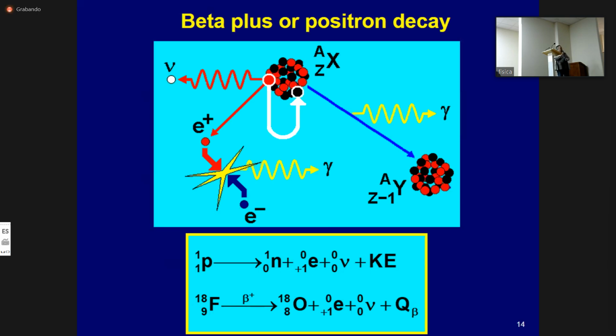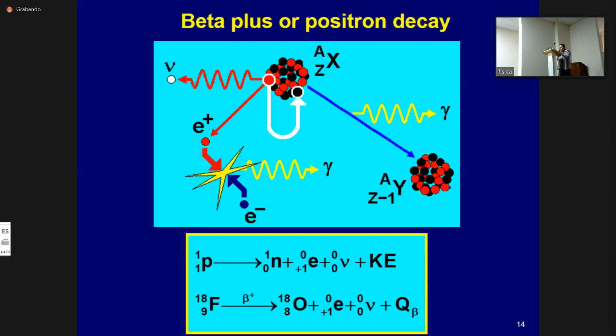The second type is beta plus decay. It occurs when the nucleus has too few neutrons. You can say too many protons, but usually we say too few neutrons. It is neutron deficient. The transformation of a proton into a missing neutron can lead to a more stable state of the nucleus. This phenomenon is accompanied by the emission of a positron.